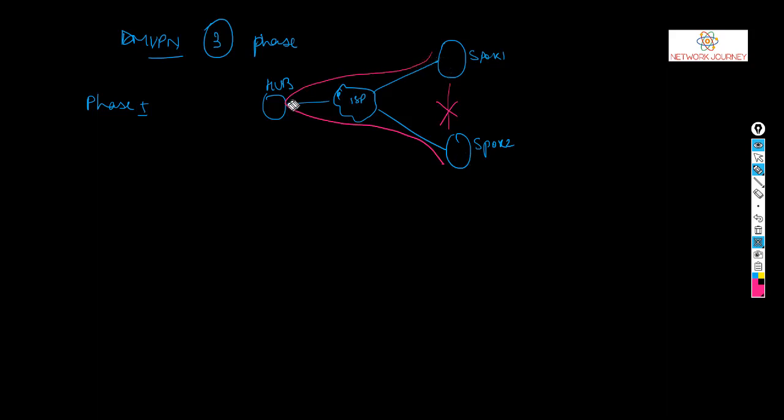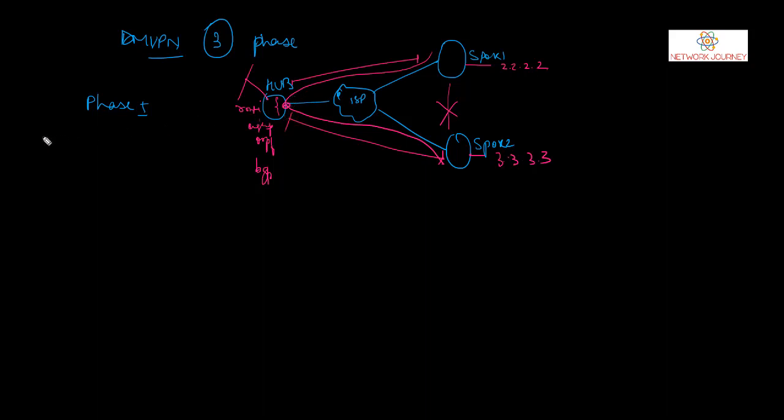Spoke 1 has to send the traffic to the hub, which will have the routing protocol enabled, where we can make use of EIGRP, OSPF, or BGP to advertise these networks. We can also advertise its own network and the network behind spoke 2. Let's say this is 2.2.2.2, this is 3.3.3.3. So all these networks we can advertise in the routing protocol. But what is the fundamental of phase 1? The traffic will be sent to the hub, which will check the routing table and send it.